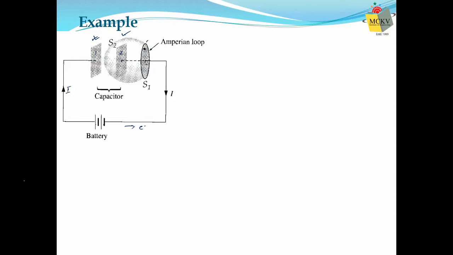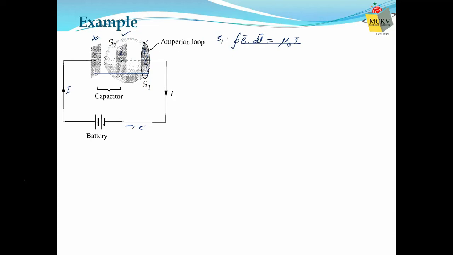Now, with respect to this loop and this surface within this loop, if I find out the closed integral B dot dl, then it will be equal to mu naught times the total current passing through this region. What is the current passing through this region? I current. I current is already passing through this. So, mu naught I, if I consider this S1 surface.